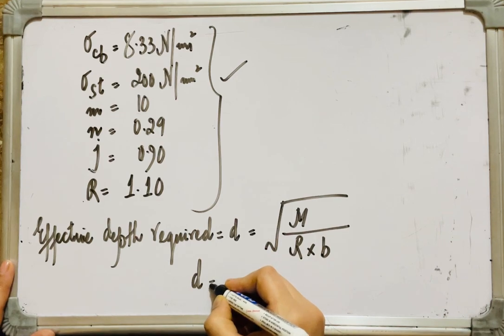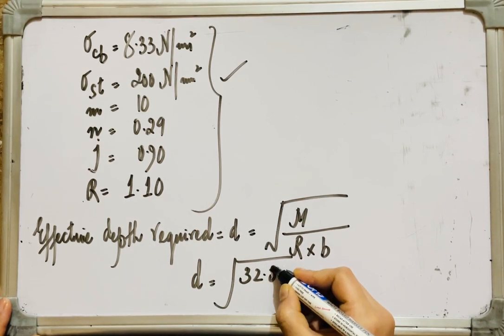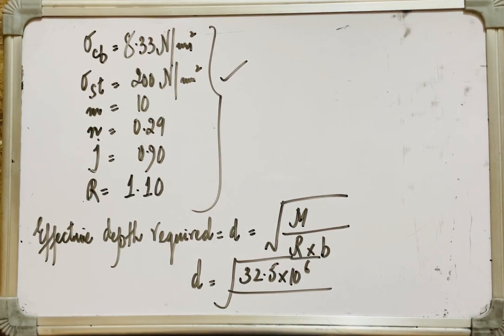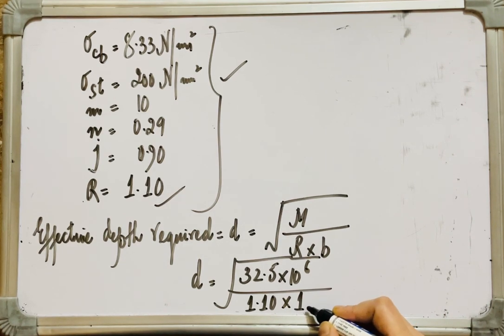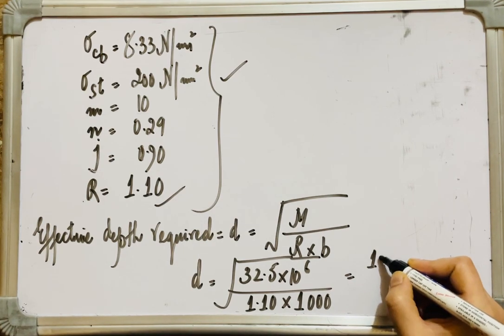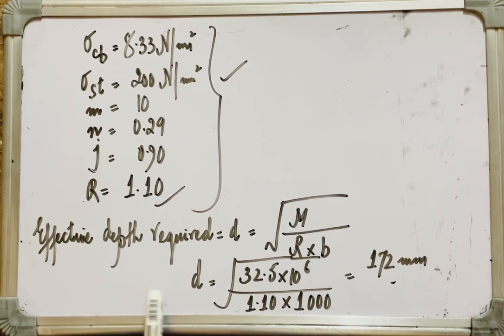All right, and this is the moment along the shorter span. That is how much? 32.5 kilonewton meter. I'll multiply by 10 raised to the power 6 to allow for dimensional homogeneity. Very important. R is how much? 1.10 from the tables. After that, breadth. For the slab we are taking 1 meter breadth, so 1000. By calculations, this is equal to 172 mm. That means 172 mm is the effective depth required.